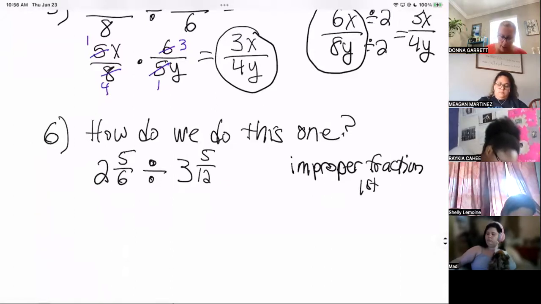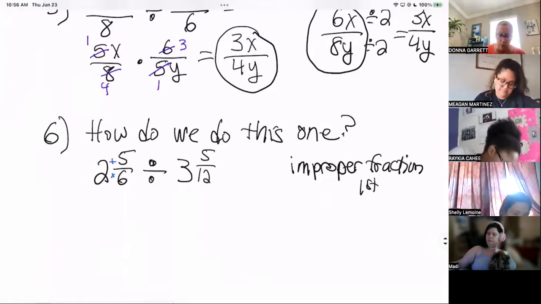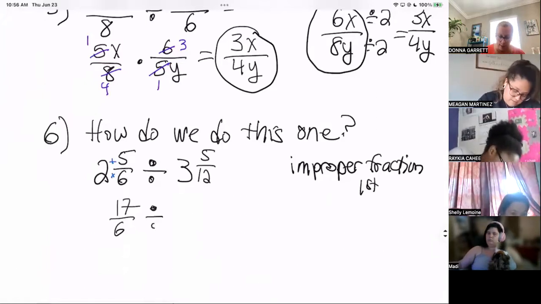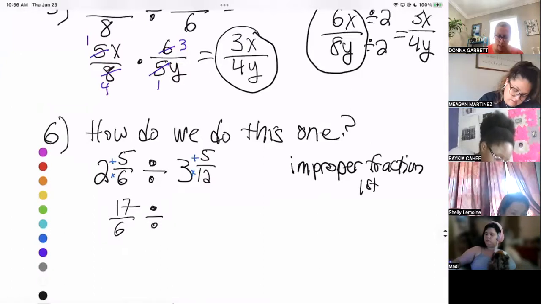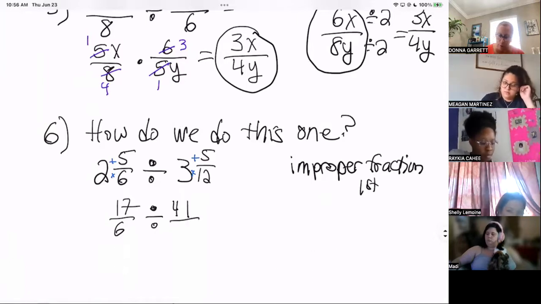So we go like this. We multiply that and we add that. So we have 6 times 2 is 12 plus 5 is 17, over 6, divided by, we're going to multiply that and add that. So 12 times 3 is 36 plus 5 is 41. Did I do it right? Yeah, 41 over 12.